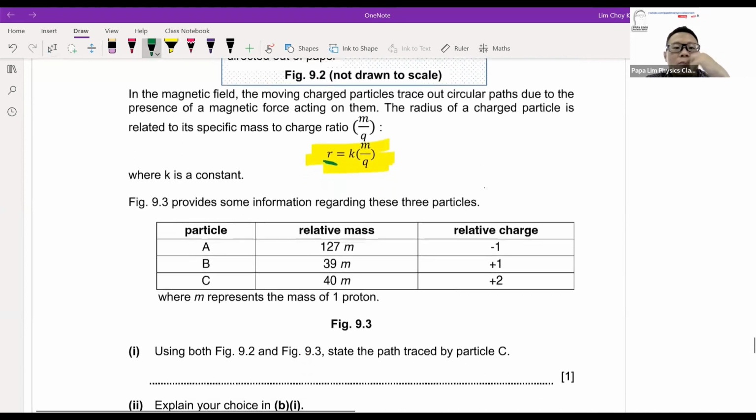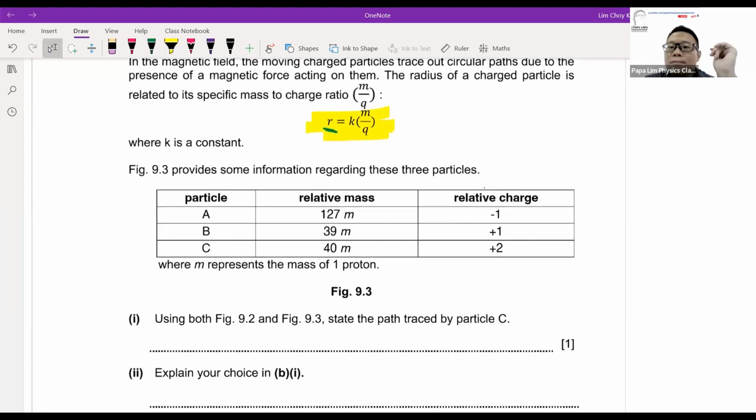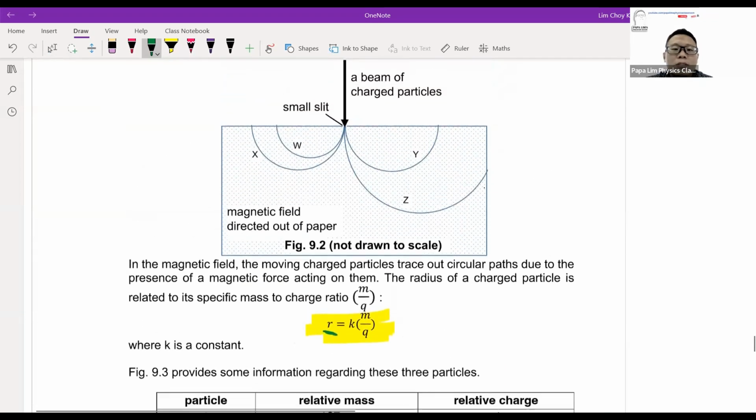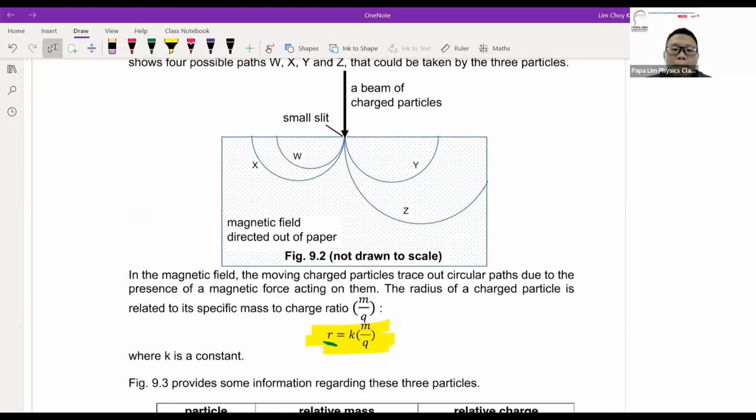Now, based on the information, there are different particles A, B, C. The charges are positive, -1, negative charge, positive charge, and +2 charge. Now, state the path traced by particle C. Particle C here is a positive charge. But it's a heavy positive charge, which is +2. So now it's a positive charge. Let's look at whether the path is left or right.